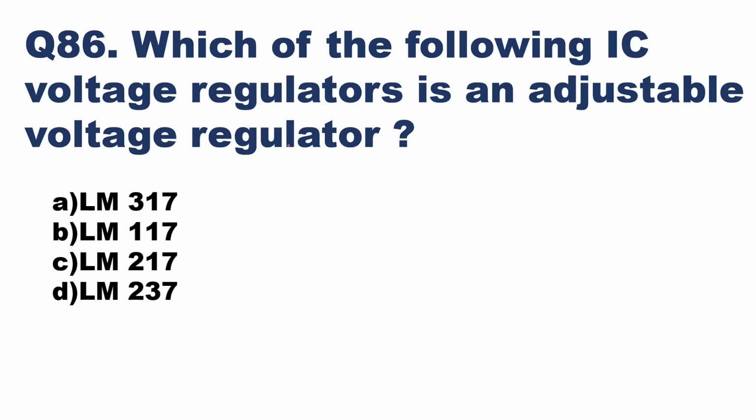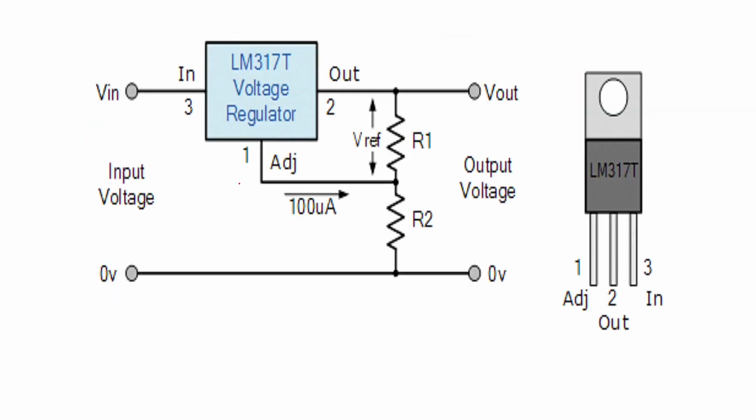Which of the following IC, that is integrated circuit, voltage regulators is an adjustable voltage regulator? Now an IC voltage regulator will give you a constant output, but if you are able to vary that constant output by adjusting, then it is called an adjustable voltage regulator. What we have studied in voltage regulators, the adjustable voltage regulator was the LM317 IC. So option A is the right answer, that is LM317 IC. So here you can see this is LM317 IC. This is shown here.